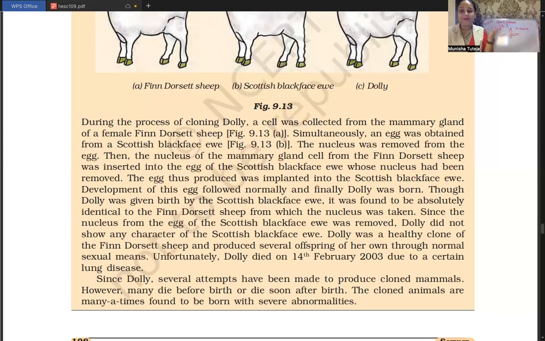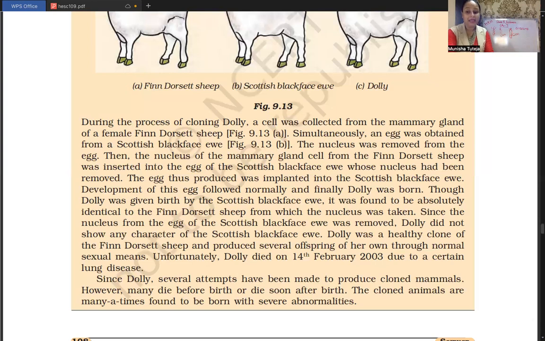So what does that tell us? That Dolly was the healthy clone of the Finn Dorset sheep. Understand? Don't you think it's extremely interesting? So interesting to know that we can actually create a clone. Dolly lived for many years, okay? But after that, several attempts were made, but they were not really successful because sometimes the clones died before or soon after birth, or were born with abnormalities. So till now, Dolly has been the most successful result of cloning of a mammal. With this we have finished the chapter, beta.